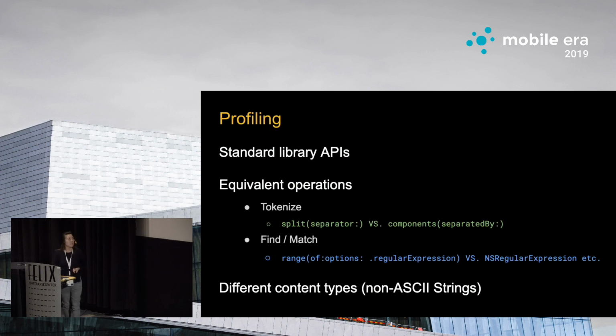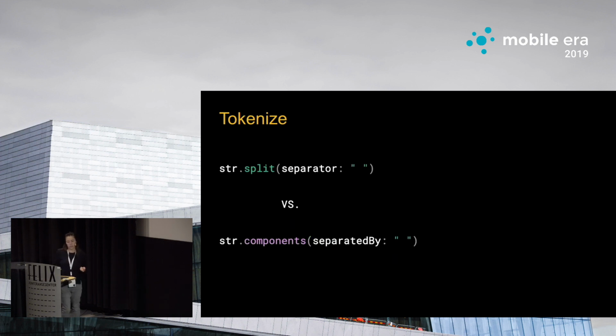So as we saw with the index APIs earlier, just because you're using the standard library function doesn't mean they're all optimized. There's a lot going on under the hood that we don't know about. So benchmarking different but equivalent functions can yield surprising results. Profiling these APIs can help you choose faster operations to achieve the same functionality. So let's take a look at a tokenizing operation. We can use a split with a separator function or a components separated by function to achieve the same thing. The only difference is the split function returns the substring type instead of the string type.